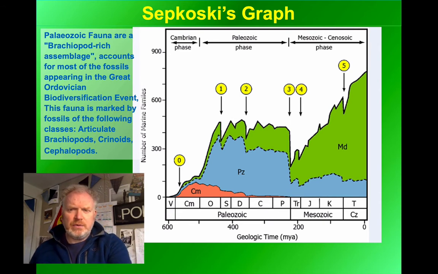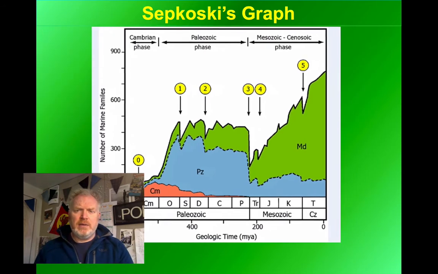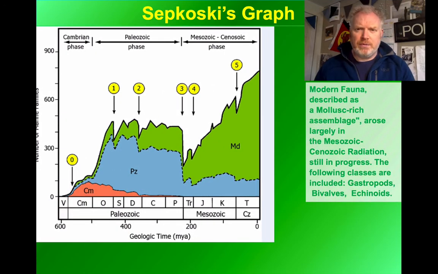The final group then, shown in the green shading here, is the modern fauna. This is a mollusk-rich assemblage. So things like gastropods, snails, bivalves, echinoids, all appeared at this point in time. You can see that all of these groups actually appeared in the Cambrian, but it's really the point at which they dominate that we try and define these groups by. So you can see the modern fauna dominates the Mesozoic and Cenozoic eras.